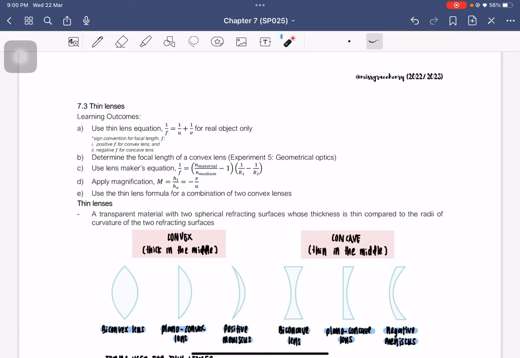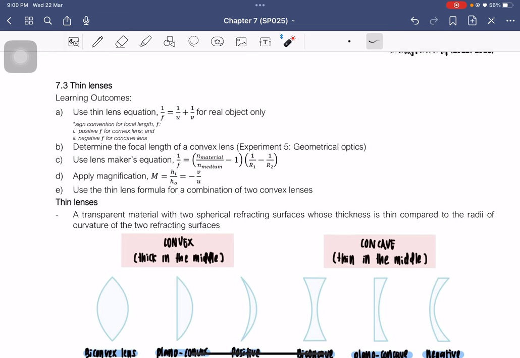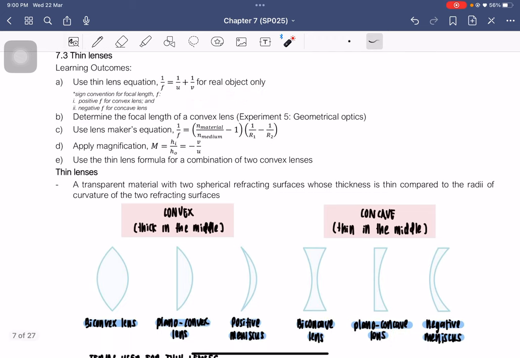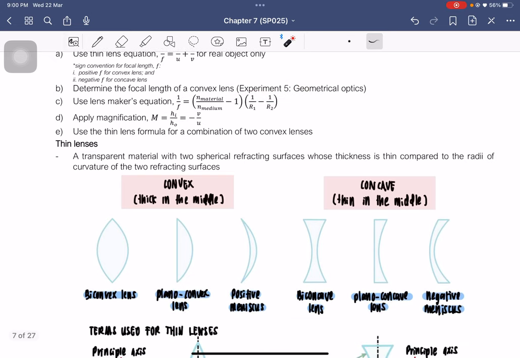Subtopic number 3, which is on thin lenses. In this subtopic, we have to be able to use the thin lens equation for real objects only. Next, we have to determine the focal length, so this one is for your experiment. Not sure if we're going to do the experiment or not, but this is for the experiment. Next, use the lens maker's equation, which is this one here. Apply magnification. And lastly, use the thin lens formula for a combination of two convex lenses.